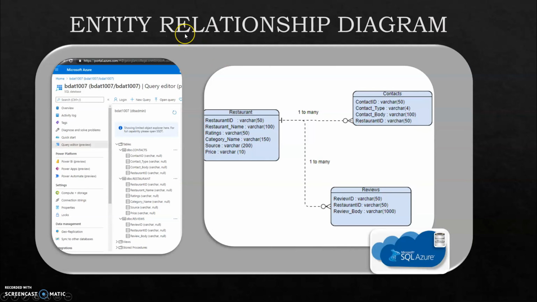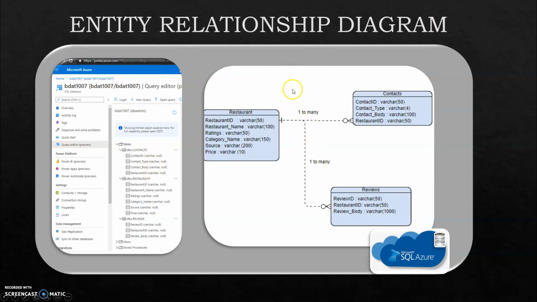Okay. The second slide is called entity relationship diagram. On the left-hand side, you can see a Microsoft Azure Server screenshot. We named the server BDAT1007. We also named the database BDAT1007 as well. So you may also see the tables over here that we created in the database. So we have the restaurant table, contacts, and the reviews.